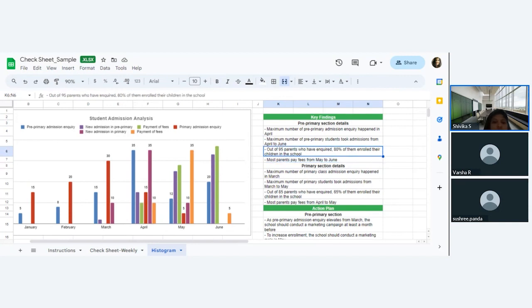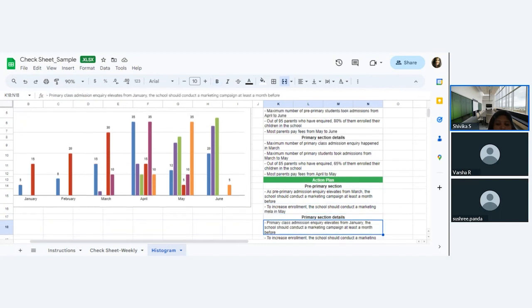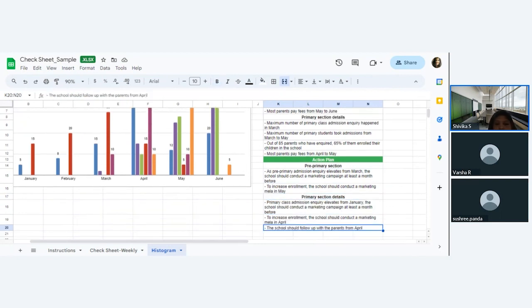And you can have multiple key findings accordingly for the pre-primary section. Here the maximum inquiry happened in March. The admission maximum happened in the month of March to May, and most parents who have paid fee in the primary section did so in the month of April to May. So you have the data set and you can make your action plan accordingly.